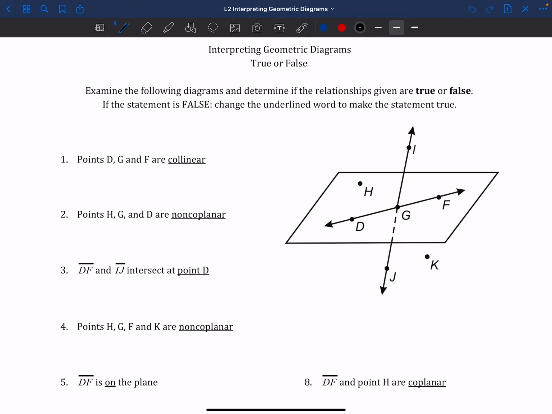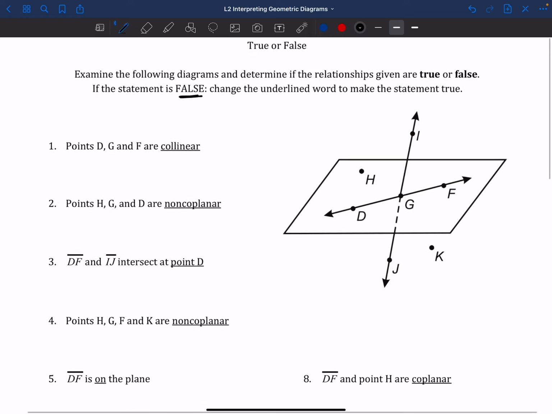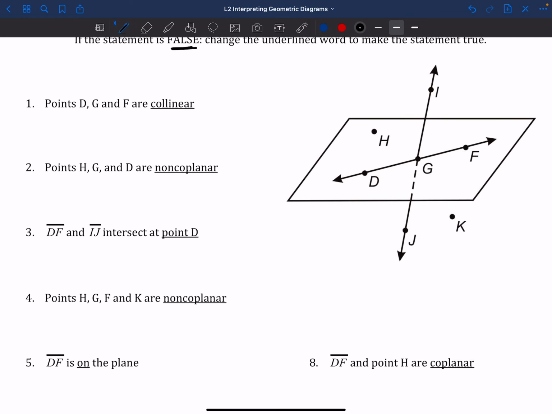Something I will say about these is that, with these statements, if the statement is false, as it mentions here, we want to change the underlined word in order to make the statement true, right? So it's not just, oh yeah, no, I don't see it, right? We also want to figure out, all right, what is the correct thing to say there?